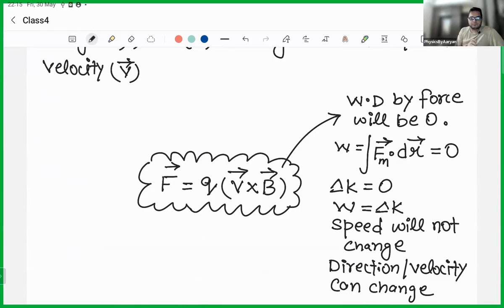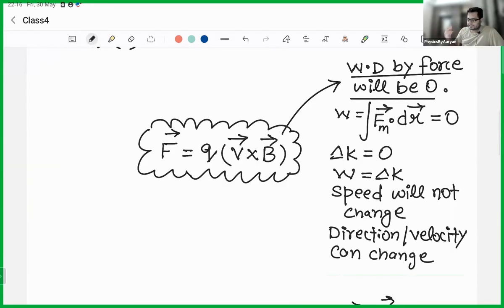So number one property of this force is that work done by this force will be 0, which basically means that if your particle is moving in a magnetic field, the speed of the particle cannot change, kinetic energy of the particle cannot change, only the direction of the particle can change. ठीक है? Only the direction can change. That's all. Nothing else. Very simple idea. Okay. What is the second property?